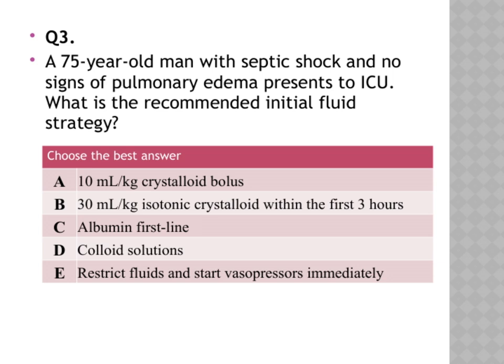and improve tissue perfusion. In contrast, the other options, like giving just a 10 ml per kilogram bolus or starting with albumin first line, aren't generally recommended as initial steps. Restricting fluids and starting vasopressors immediately without sufficient volume can be risky, especially when the patient hasn't shown signs of fluid overload. The key point here is that early, carefully managed fluid resuscitation with isotonic solutions is crucial in septic shock management, especially in patients without contraindications like pulmonary edema. This approach helps improve outcomes by ensuring adequate tissue perfusion right from the start.